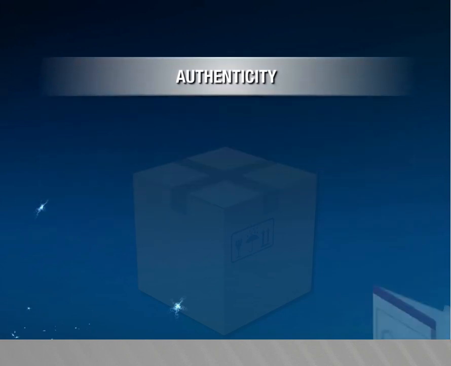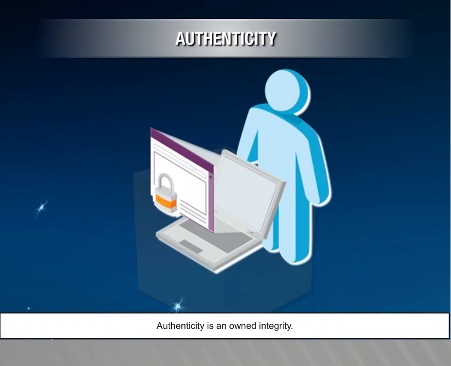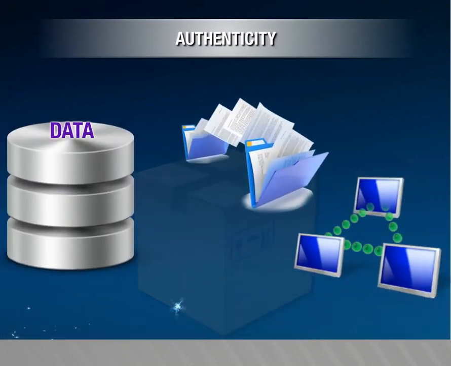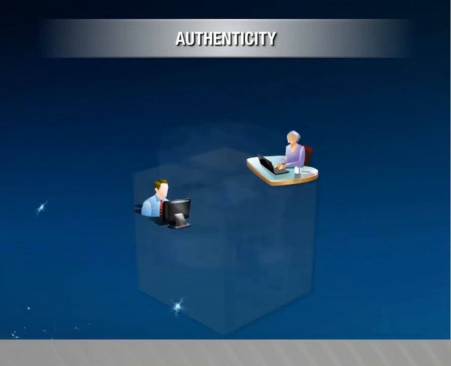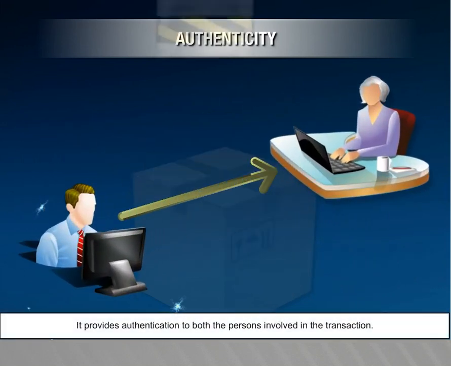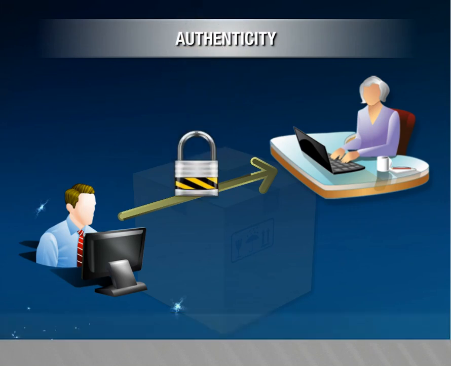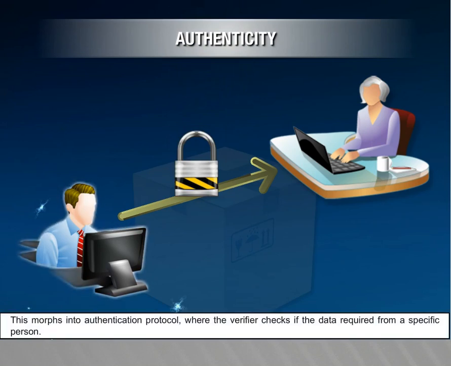Authenticity. Authenticity is an owned integrity. It is to ensure that the data transactions, communications, or documents are genuine. It provides authentication to both the persons involved in the transaction. This morphs into an authentication protocol where the verifier checks if the data record is from a specific person.